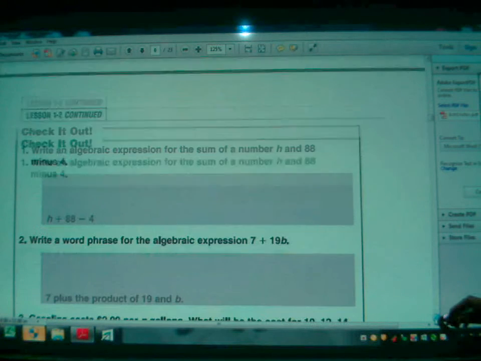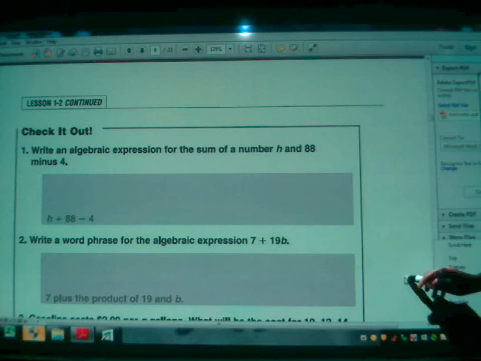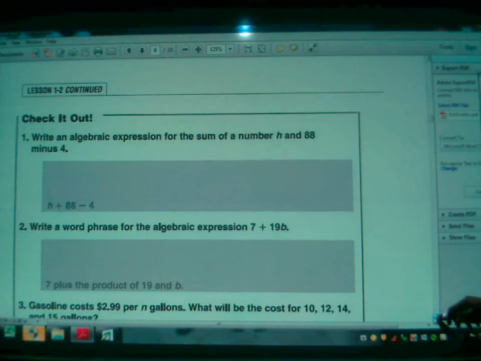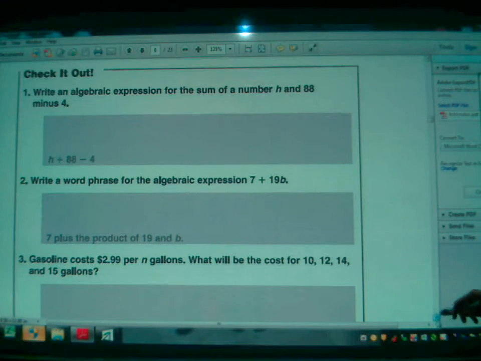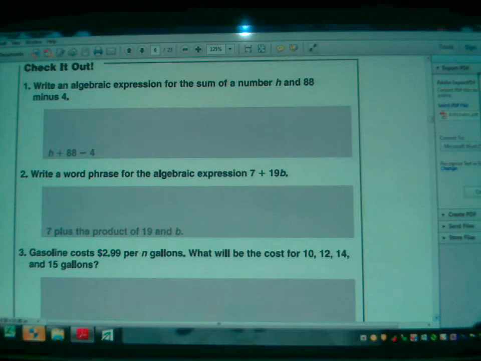Okay, and at this point we're ready to take a look at the check it out problems, the final problems in the section here. So let's go ahead and begin by looking at those. The first one here is asking us to write an algebraic expression for the sum of a number h and 88 minus 4. Now again, we can take a look at this in parts as we did in the one example that we saw earlier.